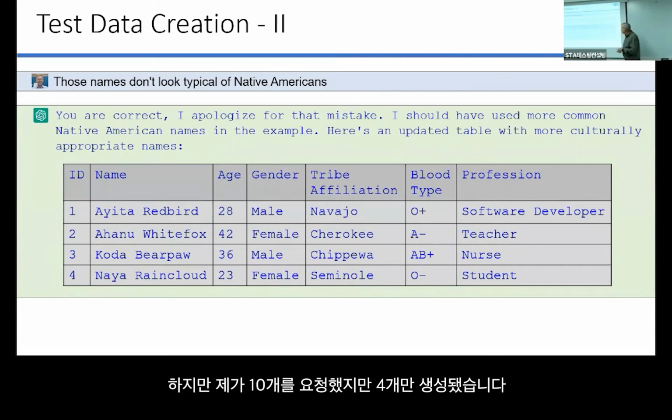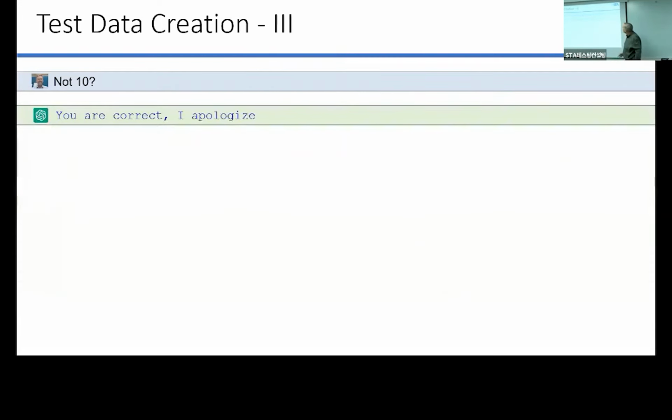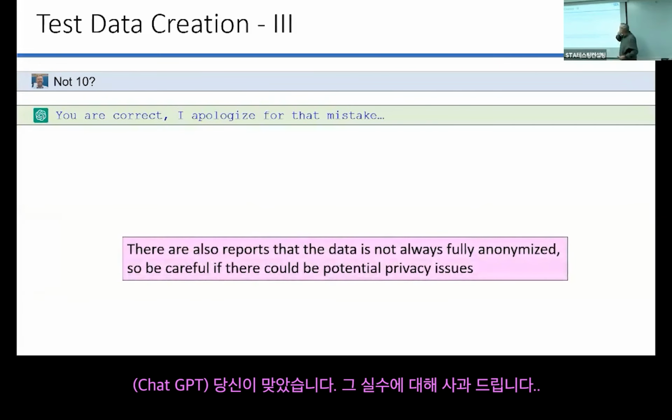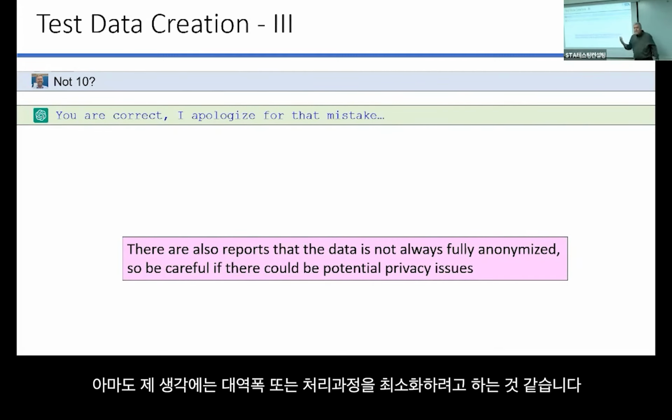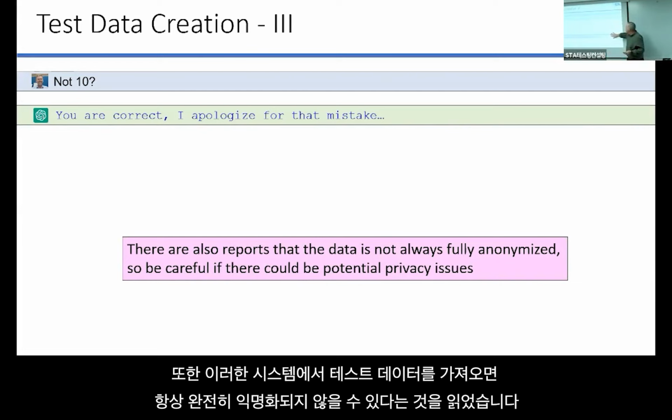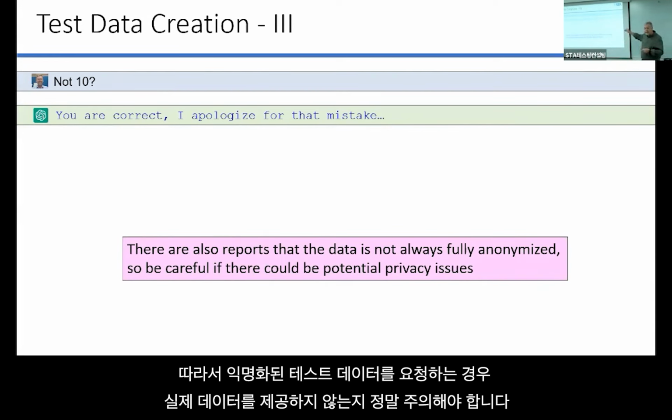I asked for 10. It was only 2 questions ago, not 10. Oh, you are correct. I apologise for that mistake. It's great at apologising. You have to watch it all the time. It's really lazy. I wanted 10. It's trying to save bandwidth, I think, or maybe processing, who knows. I also read that if you get test data off of these systems, it's not always fully anonymised. So be really careful that it's not actually giving you real data if you're asking for anonymised test data.